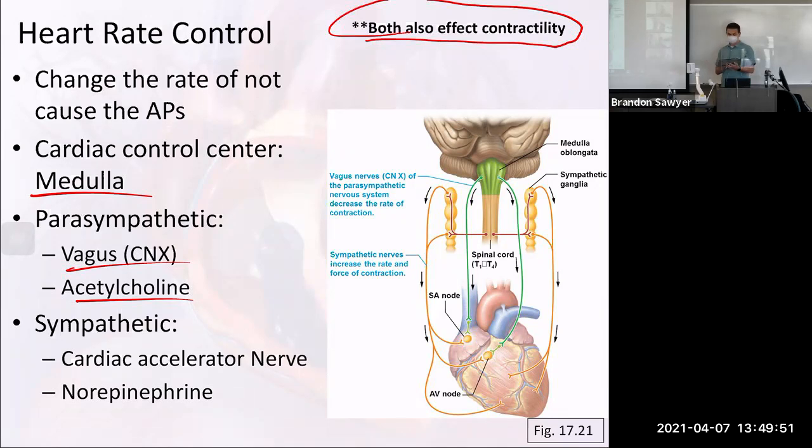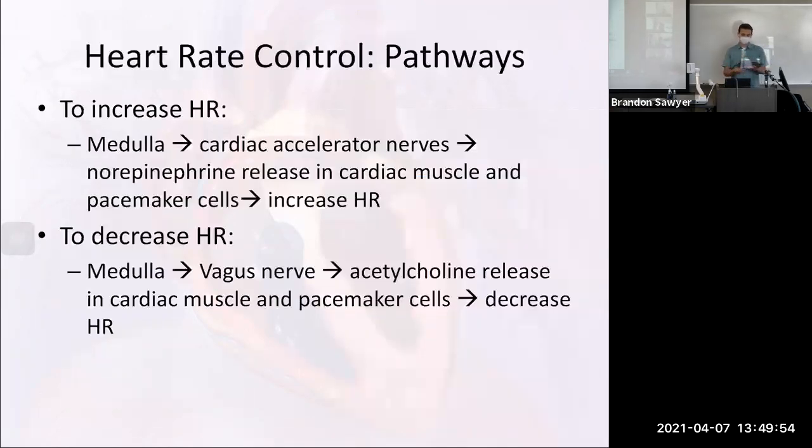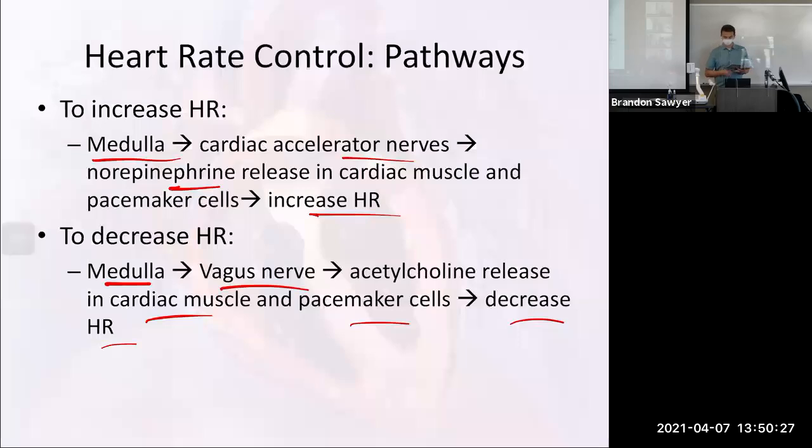Okay. All right, so the pathways for each of these and how they work. In order to increase heart rate, the medulla is going to activate those cardiac accelerator nerves. They're going to release norepinephrine into the junction between the neurons and the cardiac muscle and pacemaker cells, and that increases heart rate. Okay. In order to decrease heart rate, we've got the medulla interacting with the vagus nerve, acetylcholine release there, and that's going to go to the cardiac muscle and pacemaker cells and decrease heart rate.